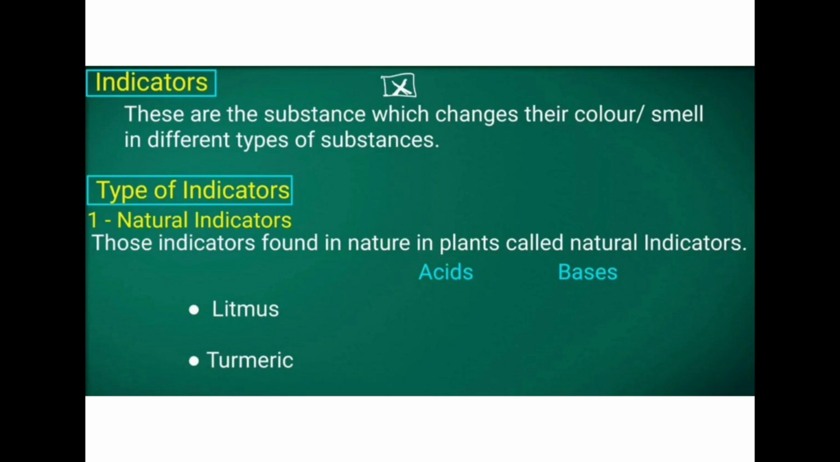The next one we want to study is indicators. So what is an indicator? These are substances which change their color or smell in different types of substances. That means, what is the need of indicators? If you are given a substance, here a substance X is given, and I tell you to identify whether this X is acid, base or neutral, then how will you identify? You will look at the taste, and if it is sour, then if you touch, if it is soapy, like that you will observe.